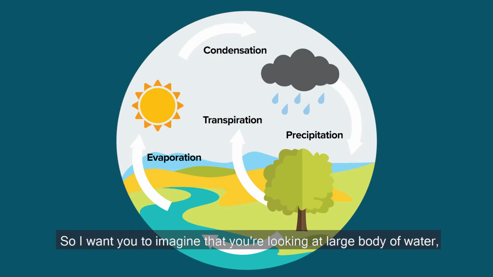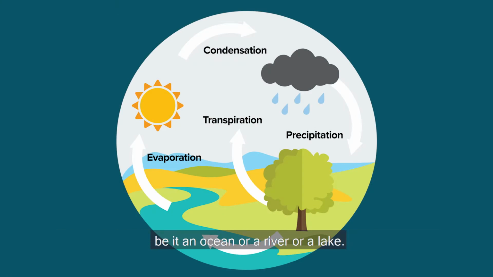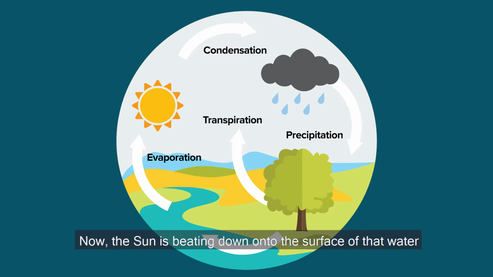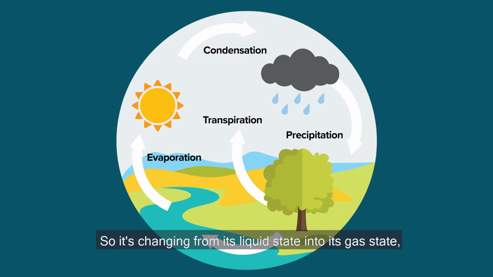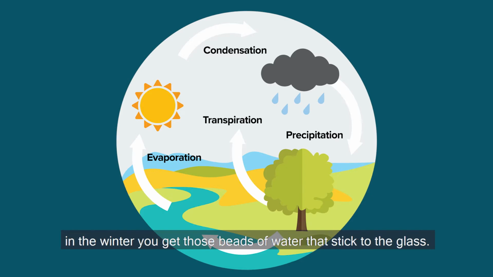So I want you to imagine that you're looking at a large body of water, be it an ocean or a river or a lake. Now the sun is beating down onto the surface of that water and it's heating it up. So it's changing from its liquid state into its gas state. That is rising up into the air and forming clouds. So that's called condensation. You might know that from on the inside of your car windows in the winter. You get those beads of water that stick to the glass.